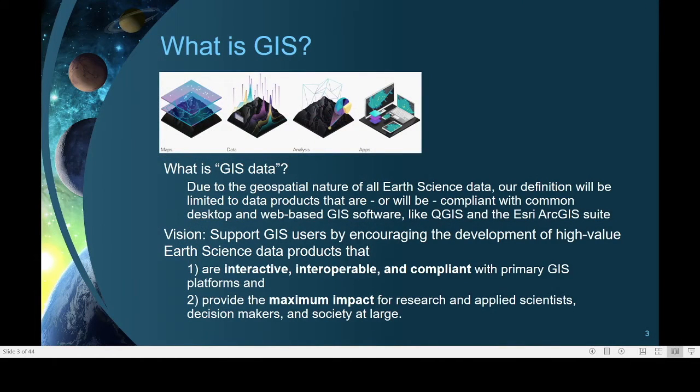Before we dive in, Geographic Information Systems, or GIS, can mean a variety of different things. Broadly speaking, it's a system of many components: visualizations through interactive maps, data based on the location attribution of features represented, spatial analytic functions that focus on identifying trends and patterns across space, and applications which enable tools and services in user-friendly interfaces. Our vision within NASA's Earth Science Data Systems is to support GIS users by encouraging the development of high-value Earth Science data products that are interactive, interoperable, and compliant with primary GIS platforms, and provide the maximum impact for the ever-growing user community.